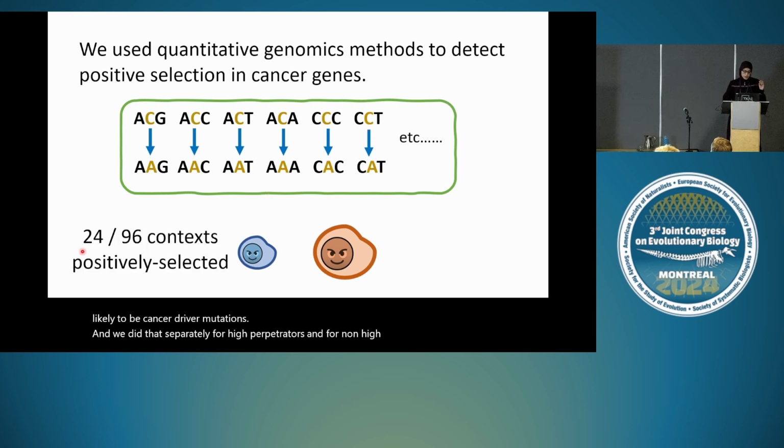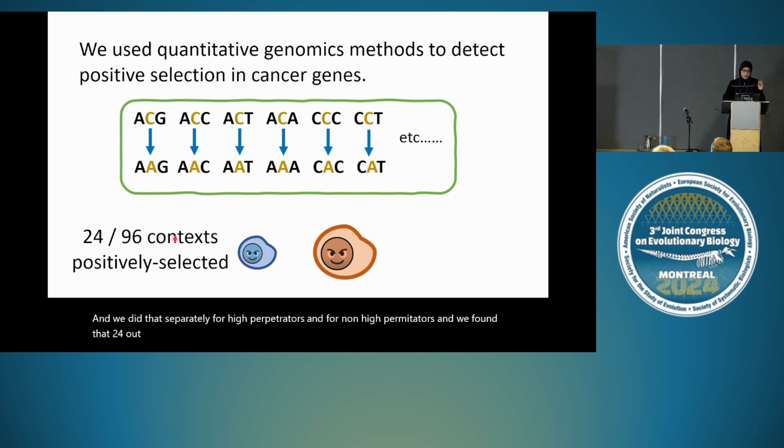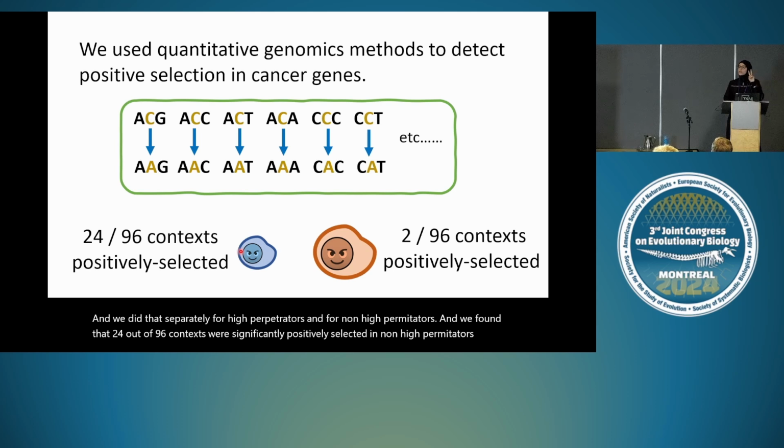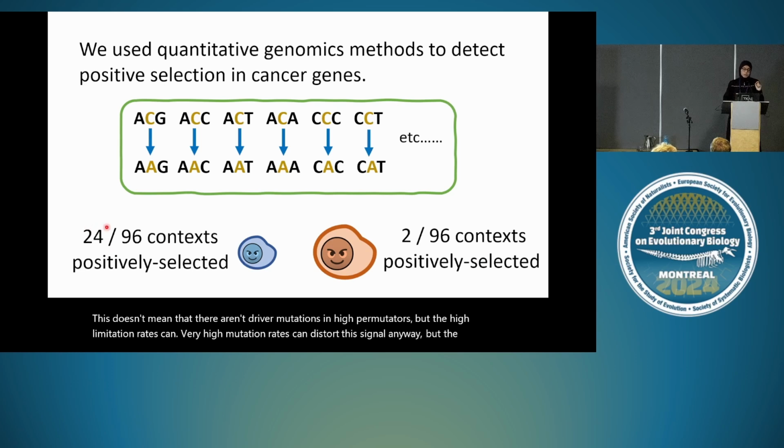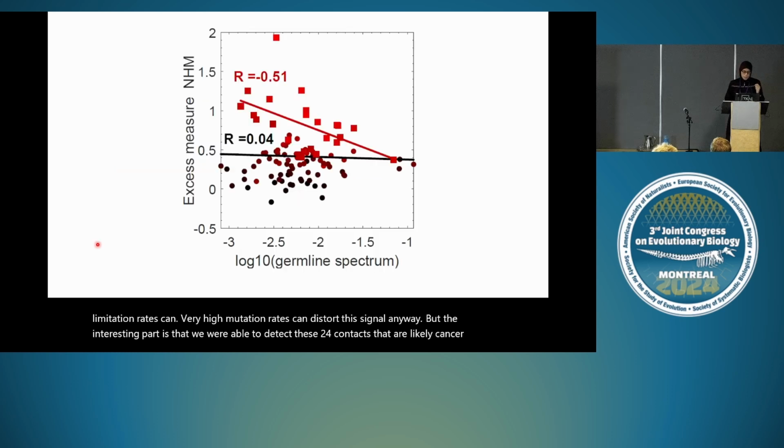And we found that 24 out of 96 contexts were significantly positively selected in non-high permutators, but in high permutators, only 2. This doesn't mean that there aren't driver mutations in high permutators, but the very high mutation rates can distort this signal anyway. But the interesting part is that we were able to detect these 24 contexts that are likely cancer driver mutations. And I want you to focus just on this negative correlation that we have here.